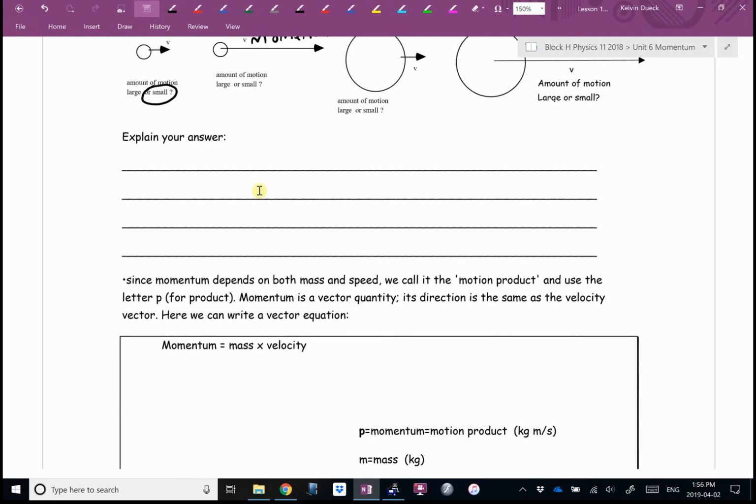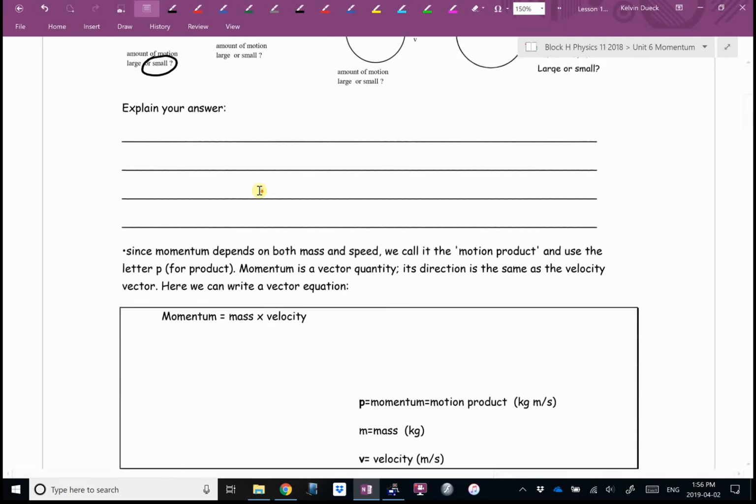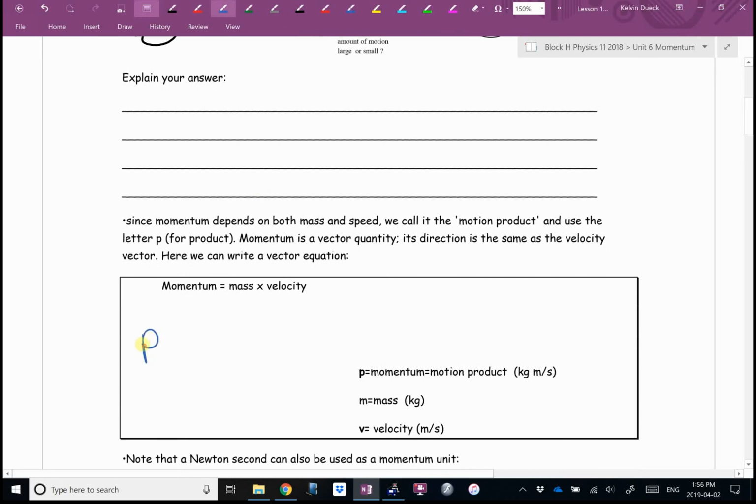What letter do we use? We use a lowercase p. Why p? Because it's mass times velocity. Another word for times is product. Momentum is the motion product. Also because m is taken. So we can write this: p equals mv.